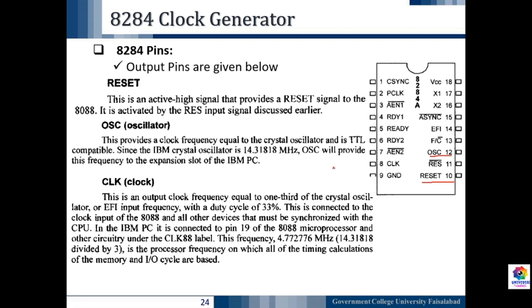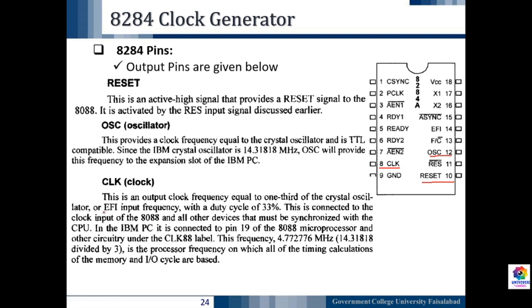Now the next pin is CLK, which is pin number 8, the clock pin. This is an output clock frequency equal to 1/3 of the crystal oscillator or the EFI input frequency, with a duty cycle of 33%. One thing we should know about this pin is that the frequency from this pin is 1/3 of the crystal oscillator or the external frequency source. So it has a 33% duty cycle.